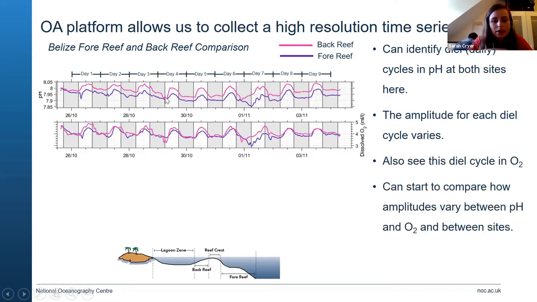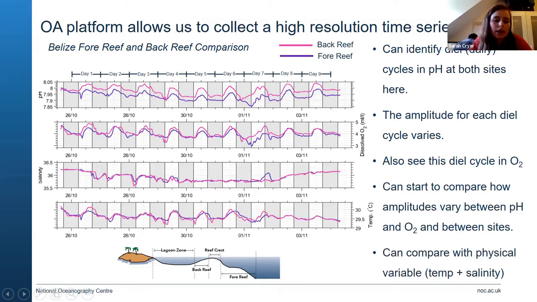And we can start to compare this to the oxygen measurements. Again, we see this strong diurnal cycle. The two sites are tracking fairly well, although there is an offset between the two and there are some differences. Then we can start to relate this to the more physical parameters, the salinity and the temperature, which might tell us about how different water masses are changing, or perhaps a rainfall event. There was heavy precipitation around here and we see the salinity decreasing.